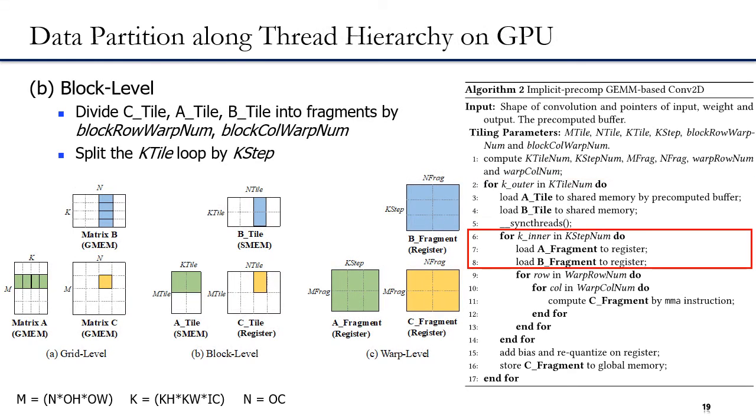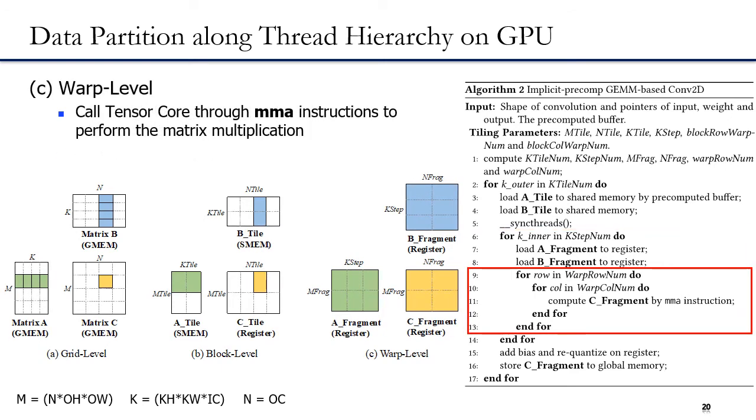At the block level, block row warp number and block column warp number means the number of warp rows and warp columns in each thread block. We partition the submatrix C tile into fragments based on these parameters. To avoid the value of K tile being too large, we use the factor K step to split K tile loop and also partition A tile and B tile into fragments. Here we store all fragments on registers.